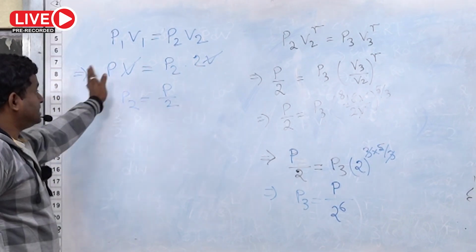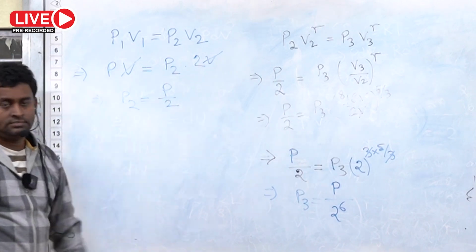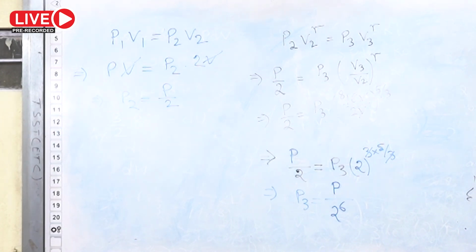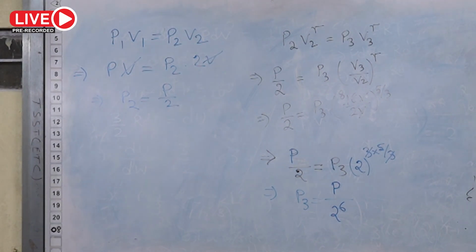So the first part expands isothermally, the next part expands adiabatically. Up to 2V it expands isothermally, so we use Boyle's law. In the next part the gas expands adiabatically, so we use PV to the power gamma equal to constant.